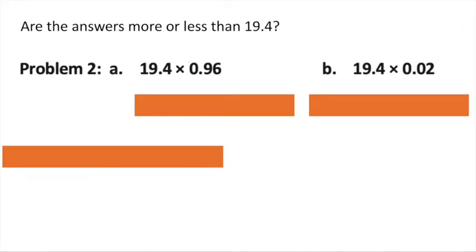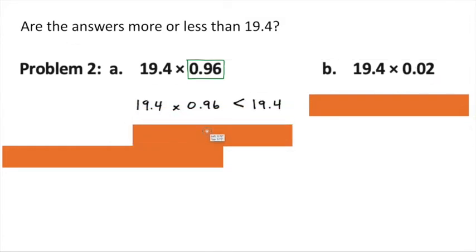So we're going to take a look and identify whether or not this factor is less than, greater than, or equal to 1 whole. That's right, it's less than 1 whole. And since it's less than 1 whole, we know that the product that we're going to get is going to be less than 19 and 4 tenths. So here we have that represented as 19 and 4 tenths times 96 hundredths is less than 19 and 4 tenths. Okay? And we're going to do the same thing here for this problem.